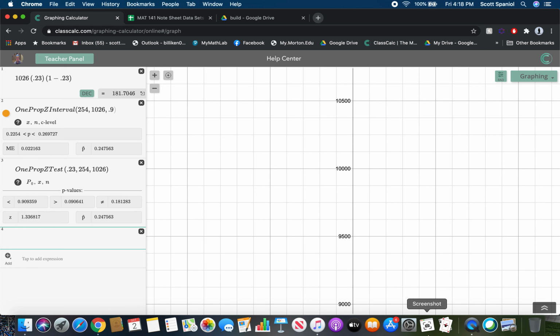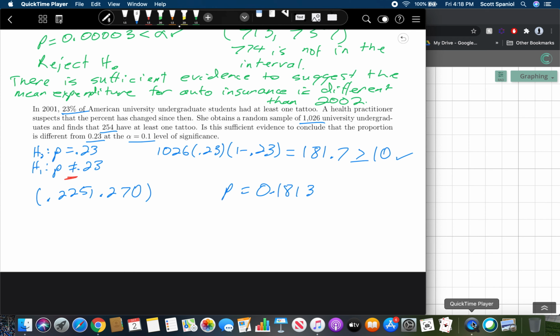Okay. And in either case here, we're going to not reject H naught because on this one on the left, 0.23 is in that interval. So it could easily be the population proportion. And here, 0.1813 is not less than 0.1. So in either case, we do not reject.